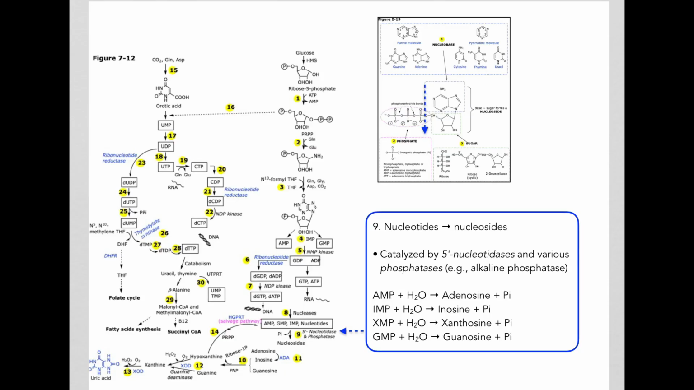So during this breakdown, once the nucleotides are formed, the phosphates can be removed to form nucleosides. This is catalyzed by enzymes called 5' nucleotidase, as well as various phosphatases such as alkaline phosphatase. So various nucleotides can be converted to nucleosides. For example, AMP can be made into adenosine, IMP into inosine, XMP into xanthosine, and GMP into the nucleoside guanosine.